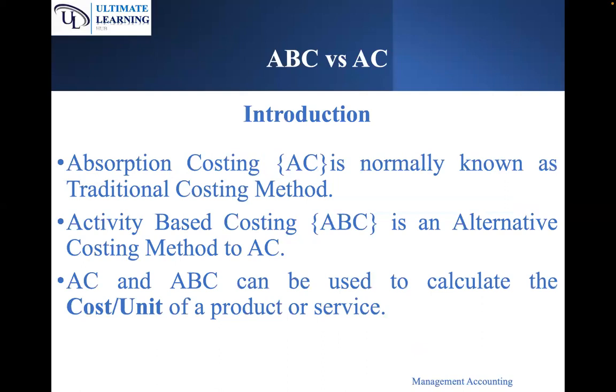Now, you must note that absorption costing is normally a traditional costing technique. Activity-based costing, on the other hand, is an alternative costing technique. And for it to be an alternative, it must be an alternative to something. What is it an alternative to? It's an alternative method to absorption costing.